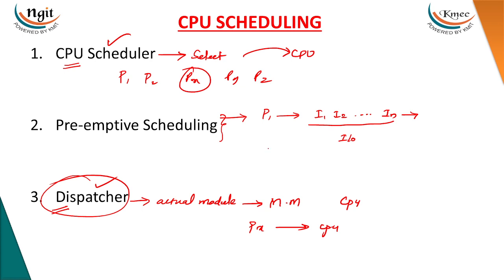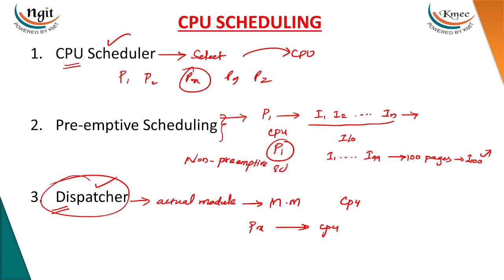Then the process that is occupying the CPU will occupy it until all its instructions are executed. That means I99, then it has to print 100 pages, then I100, instruction 100, is executed. It won't leave the CPU until then, and this is called non-preemptive scheduling. But this gives a problem to the system and performance is decreased.